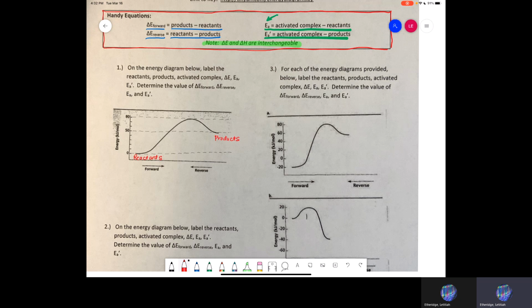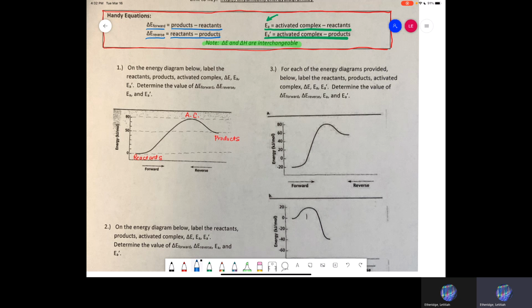This is going to be, I'm just going to put AC. This is the activated complex. Right? I'm just following what I know to be true about reactions. I have my reactants that start at a certain level, and then I'm going to go up to my activated complex, which is going to transform my reactants into products, for lack of a better term.